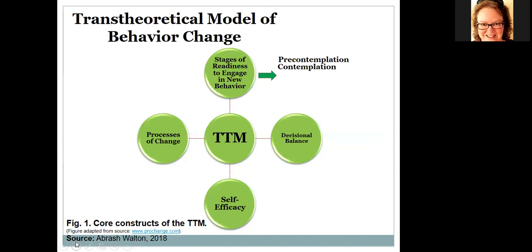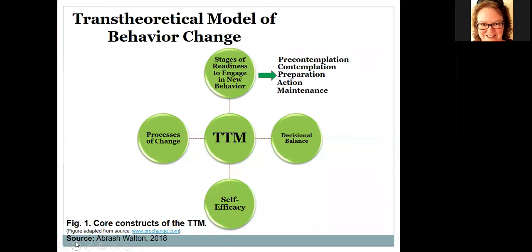The second stage of readiness is called contemplation, and this is where an individual is considering the new behavior, weighing the pros and the cons. And that's represented by that second construct of the model called decisional balance. That's a fancy way of saying pros and cons. The third stage is preparation. It's at that stage in which an individual has committed to engaging in the behavior and is getting ready to do so, preparing to do so. The fourth stage, action, is where the individual is doing that new behavior. And maintenance, the fifth stage, is where the individual has been doing the new behavior for 6 months or more.